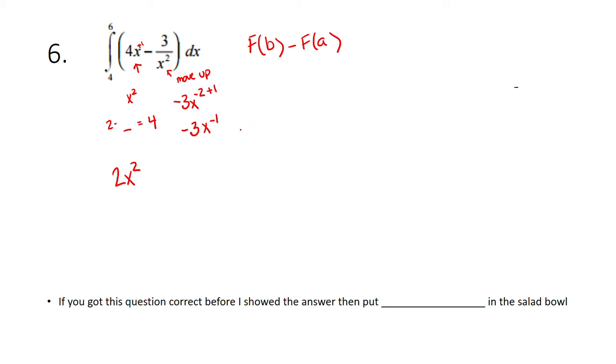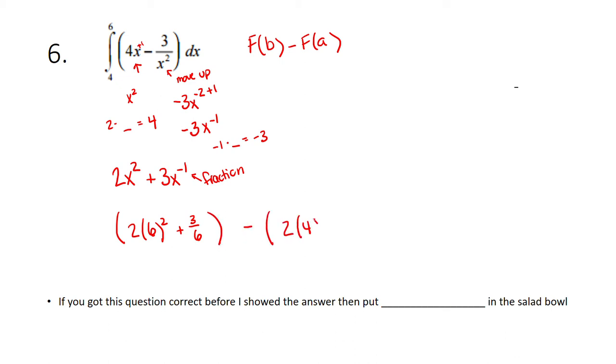So we have to ask ourselves, negative 1 times what is negative 3? And that would be a positive 3. So it's going to be plus 3x to the negative 1. Remember that this negative 1 means it's a fraction. So when I plug in my 6, this is going to be 2 times 6 squared plus 3 over 6. My second one is going to be 2 times 4 squared plus 3 over 4.